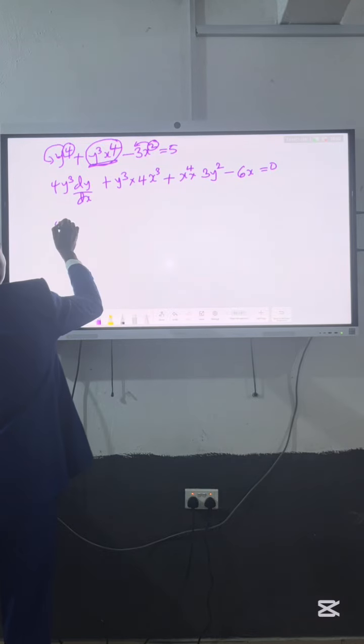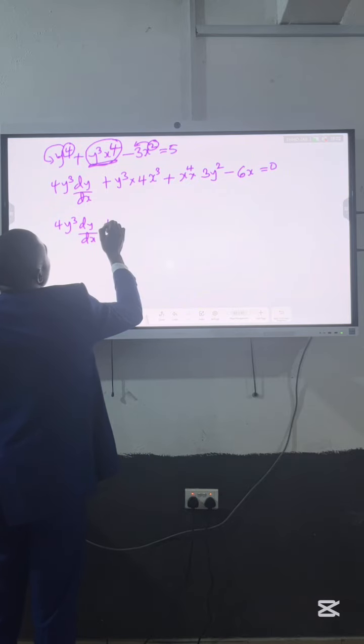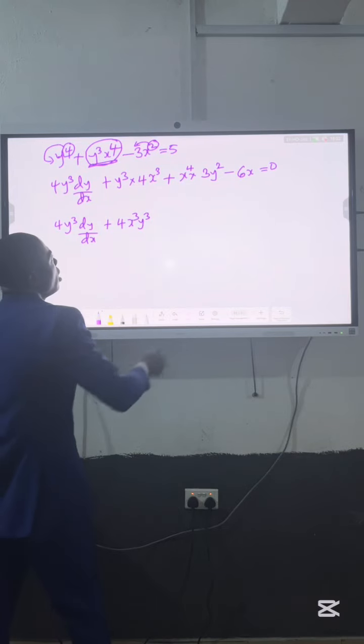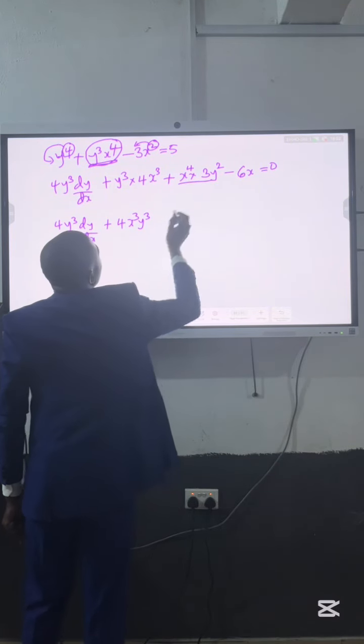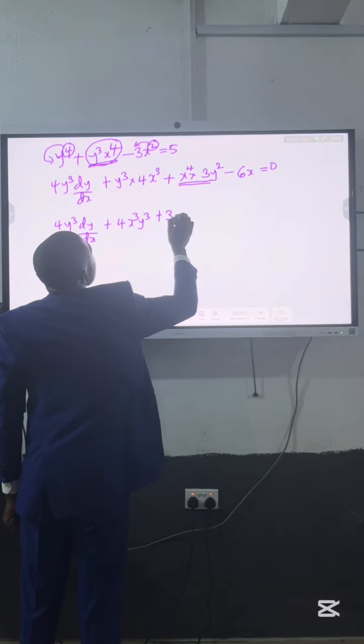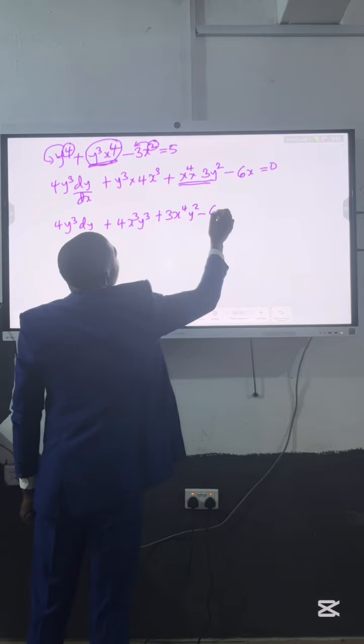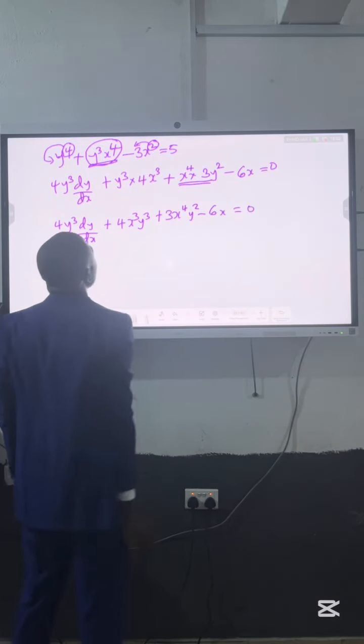Arrange your work now. You are going to have 4y to the power 3 dy/dx. Multiply this one together, you're going to get 4x to the power of 3, y to the power 3. If you multiply this place together, we are going to get plus 3x to the power 4, y to the power 2, minus 6x equals 0.